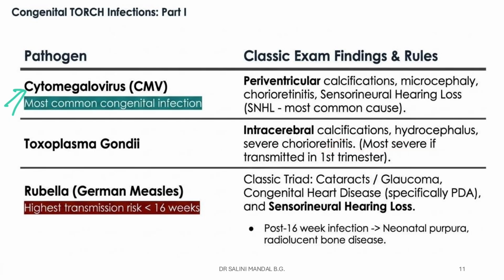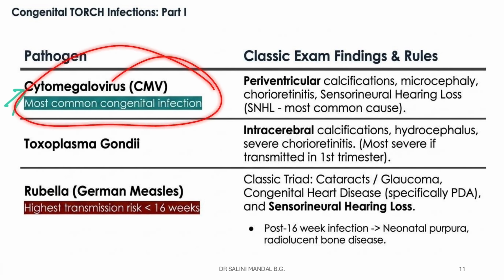This is more severe if it is transmitted in the first trimester. Next one is rubella, German measles. Okay, highest transmission risk is at less than 16 weeks. We have a classical triad: cataract or glaucoma, congenital heart disease, that is patent ductus arteriosus, and sensorineural hearing loss. Okay, post 16 weeks, if at all there is an infection, we are going to get neonatal purpura and radiolucent bone diseases. So which is going to have the highest transmission risk? That is going to be German measles or the rubella.